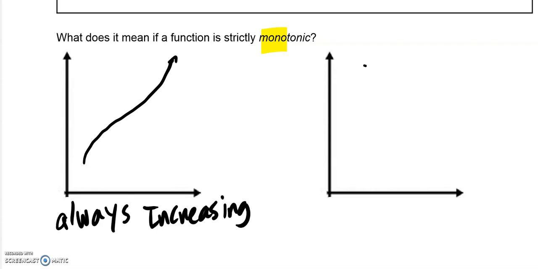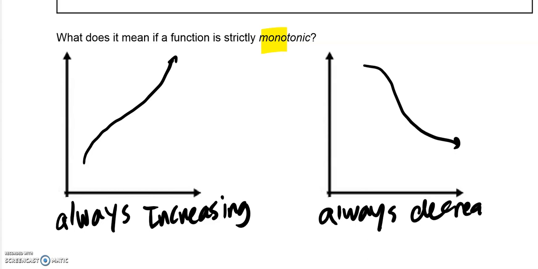If your slope is always negative, then it's always decreasing. Right? So that means that it never changes. It's just always one or the other. It never switches from positive to negative or negative to positive.